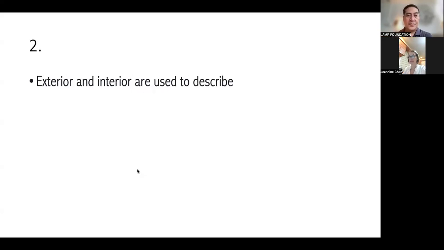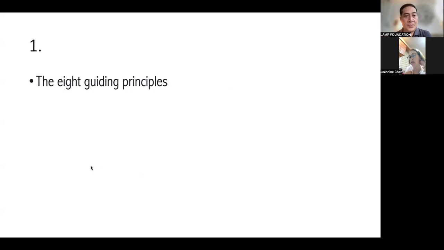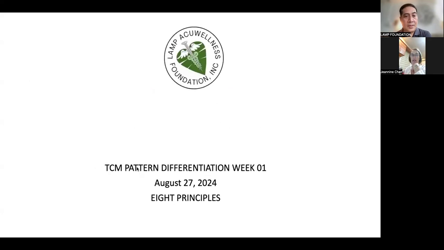So exterior and interior are used to describe what aspect of the disease? The exterior is the skin, the muscles, the channels, and the collaterals. While the interior is the Zang organs, the blood vessels, and the marrows, and the bone marrow, sorry.